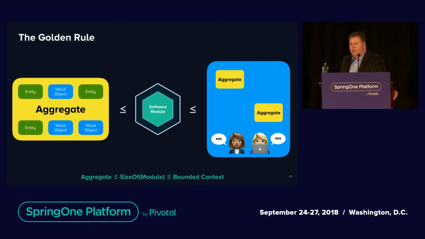So you could have multiple modules in a bounded context, but we're not going to extend beyond that boundary. You could have multiple aggregates within a single module, but we're not going to go less than one. This is the sweet spot. How do you decide where to go? That's more art than science at this point.